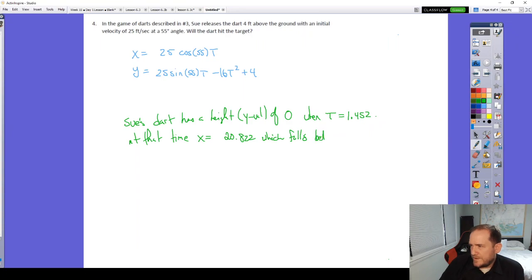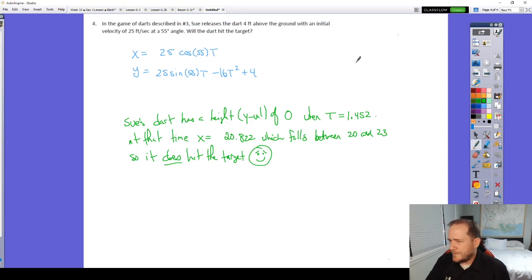Which falls between 20 and 23. So it does hit the target. Smiley face. That's a little bit angry. Oh, that's not angry. I forgot how to make angry. Satisfied. It's very satisfied with itself.